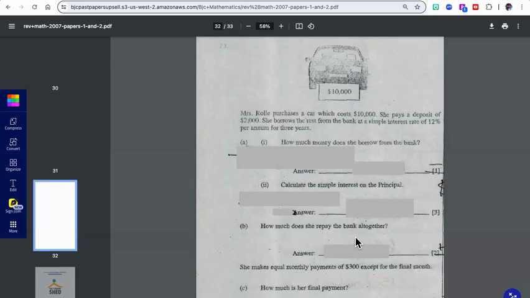First thing, we need to read the question twice. With word problems, always read the question twice. So Miss Roll purchased a car for $10,000. She pays a deposit of $2,000. She borrows the rest of the money from the bank. Someone tell me, how much money did she borrow from the bank? How much money did Miss Roll borrow from the bank?